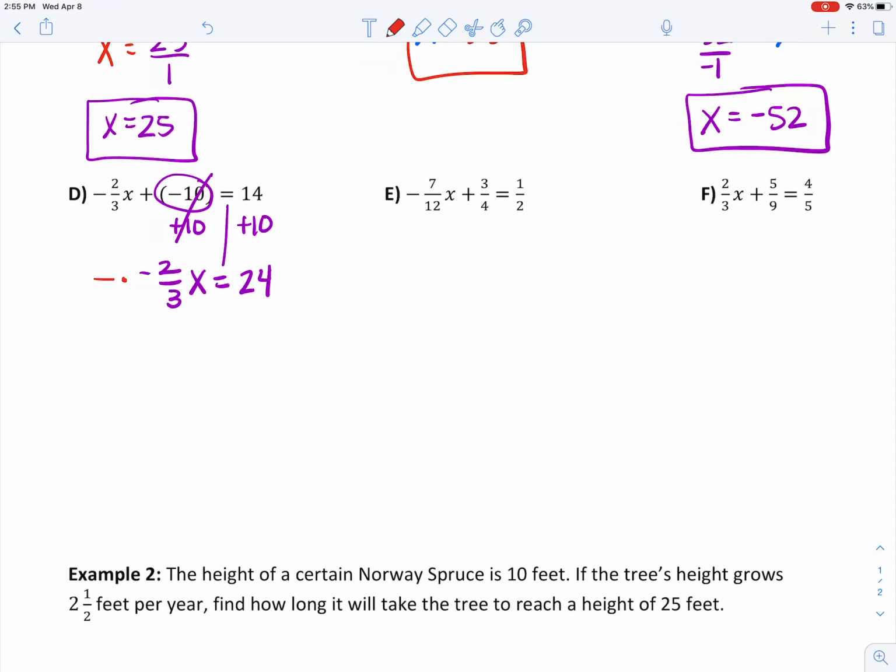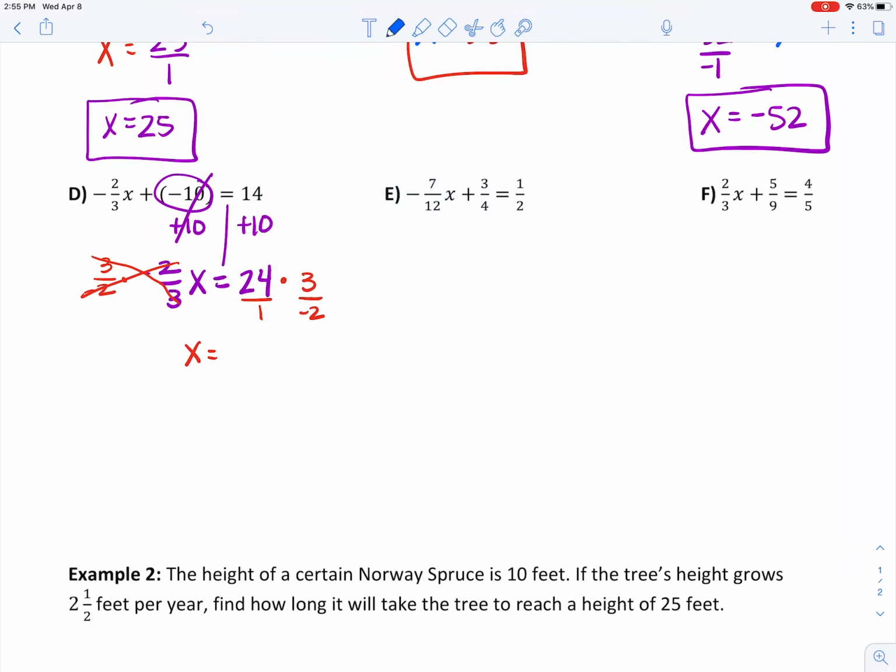How can we get rid of that negative 2/3? We can multiply by the reciprocal. So these two fractions cancel, and we will want to write this as 24 over 1.